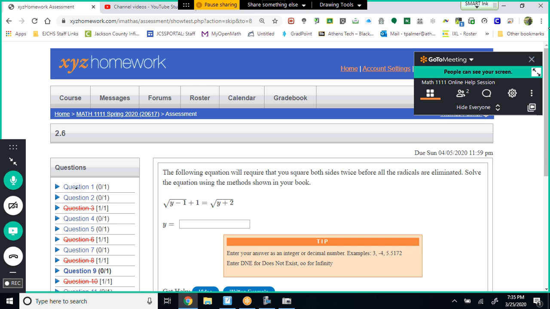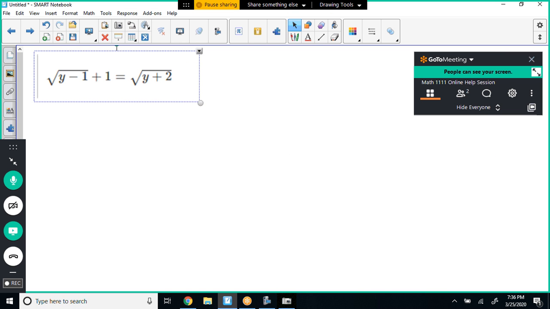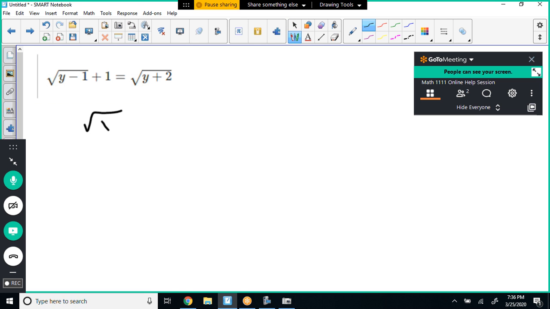Yeah. So what we're going to do is we're going to look at this, and now I'm not going to use y's because I hate y. I'm going to use x, okay? So I'm going to rewrite this in terms of x. So square root of x minus 1 plus 1 equals square root of x plus 2, right? Now, I have to ask myself the question, do I have a radical isolated? And I do. The radical that I have isolated is the square root of x plus 2, right?